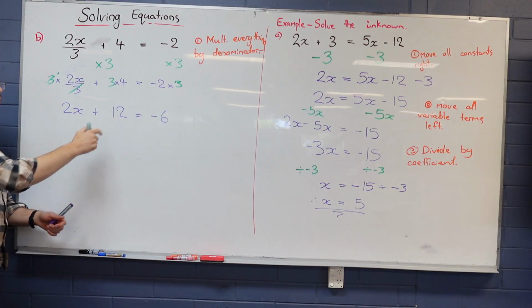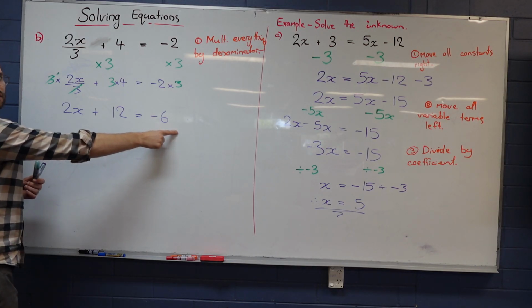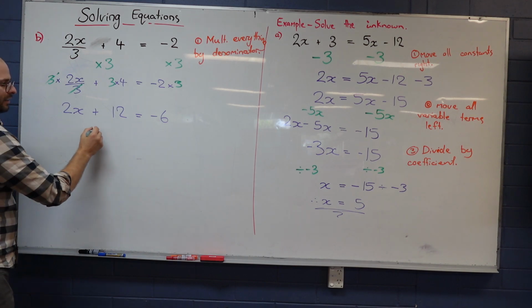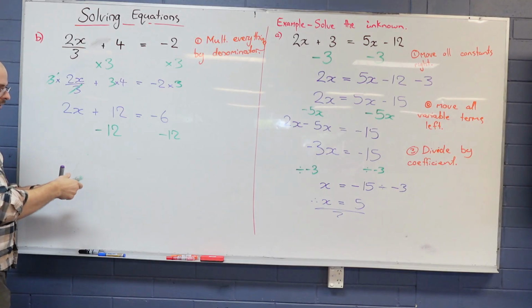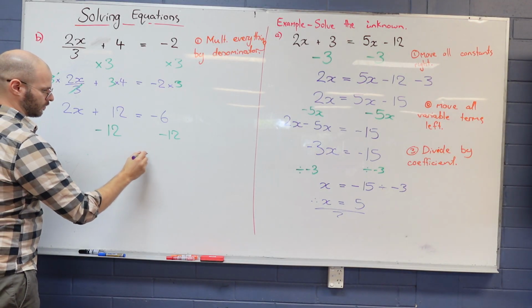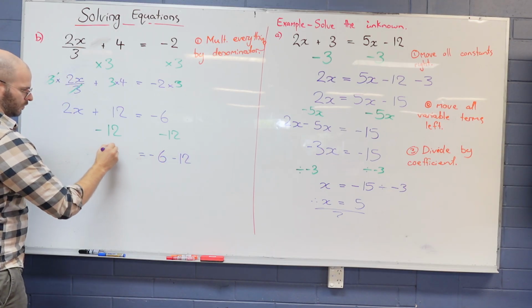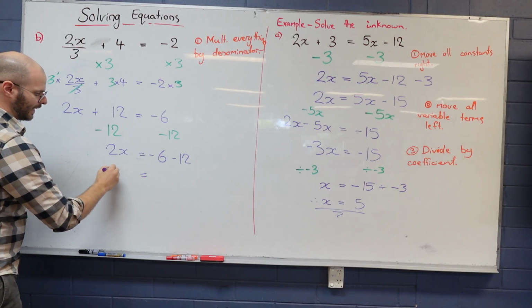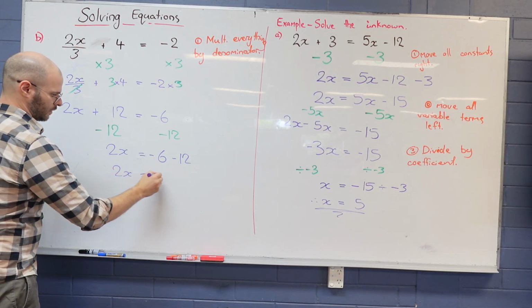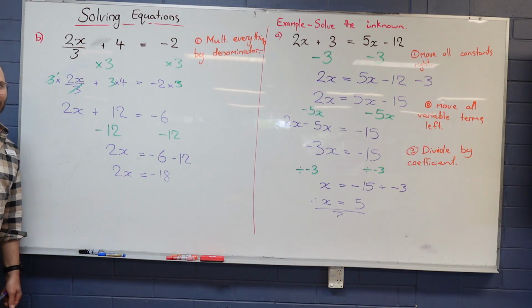Solving for this, what's out of place, Harry? The 12, because constants belong on what side, the right or the left? The constants belong on the right. So to remove the plus 12, we take away 12. These guys are now gone. And then final step, 2x equals minus 18.